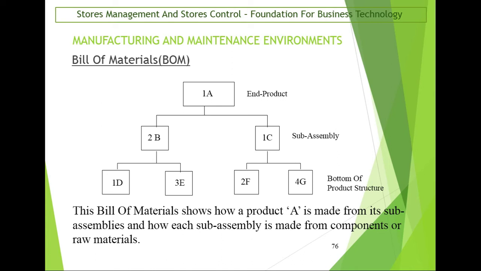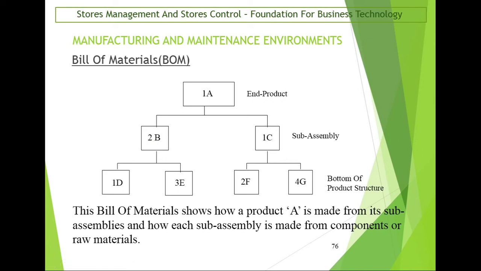So the bill of materials shows the hierarchical relationship between the products. In our case, the end product is called A. So to make one of A, we need two sub-assemblies. The first one is B, and the second one is C. So we need 2 of B and 1 of C.